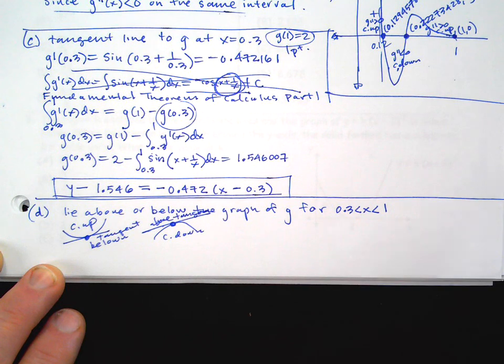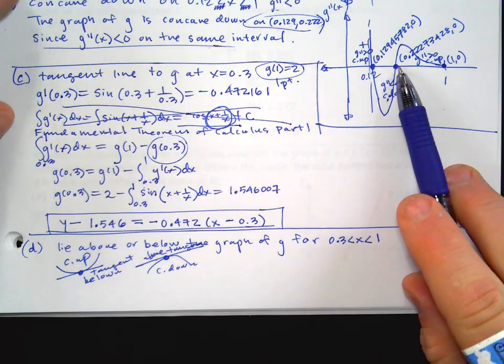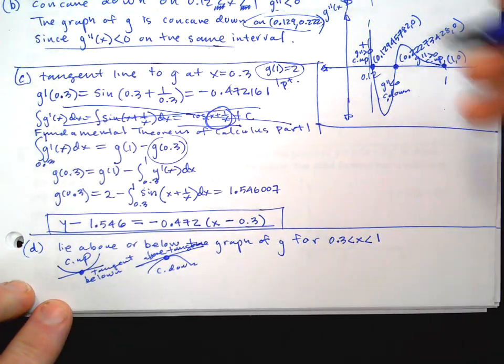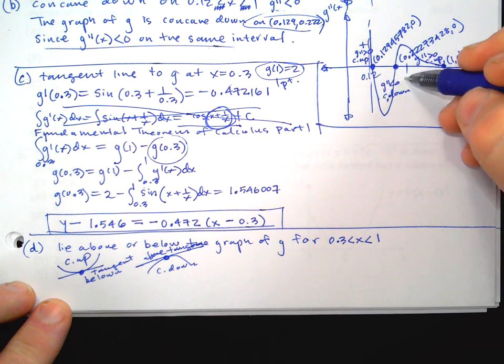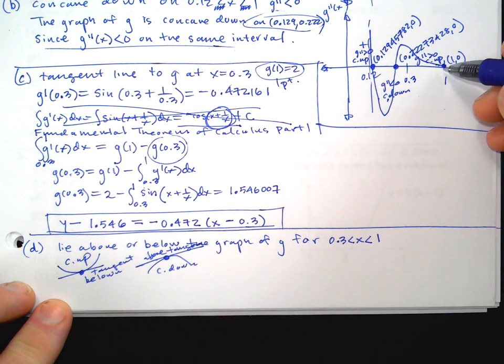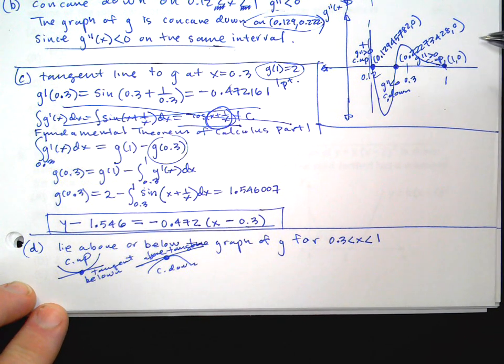Now, we just graphed it up here. I'm glad I drew it, so I don't have to redo this work. This was 0.22, so 0.3 is like right here, to 1 is all positive second derivative. It's all concave up.